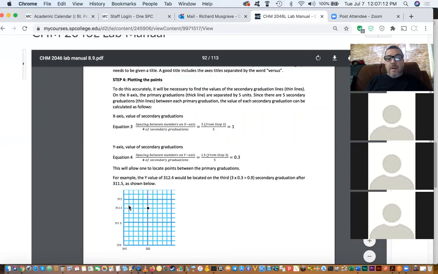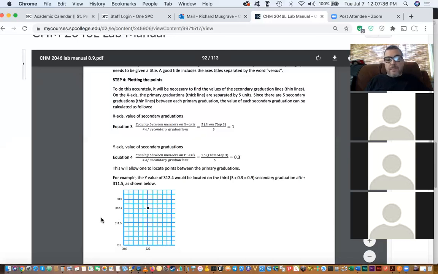Yes. There's 5 graduations in between, these main ones. So 1.5 divided by 5 is 0.3. Oh, okay. And then you just add 0.3. Yeah, each time. So that would be 311.5, 311.8, 312.1, and then 312.4. Okay, I think I understand.